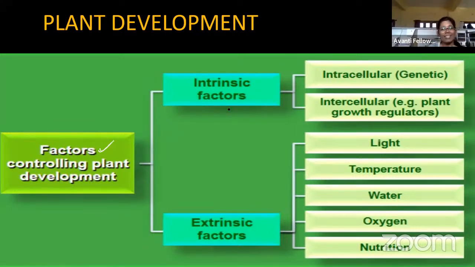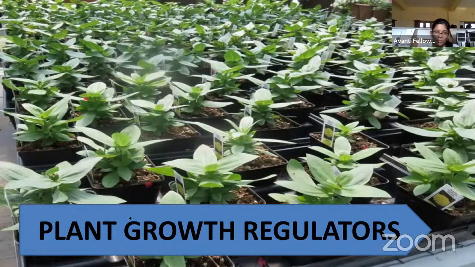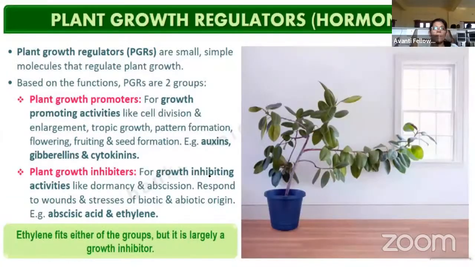From the inside, there are also some factors which are helpful for plant growth. Those are called intrinsic factors. One can happen genetically, and one more is by the plant growth hormones or plant growth regulators. In this chapter especially, we are going to study the plant growth regulators. These are very small and simple molecules, but they regulate the plant growth.